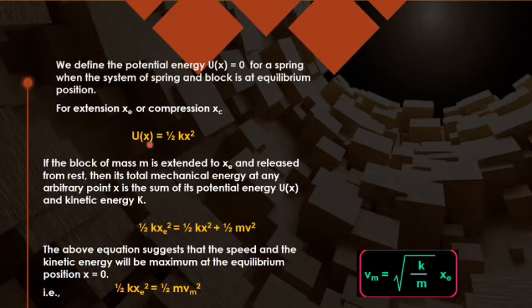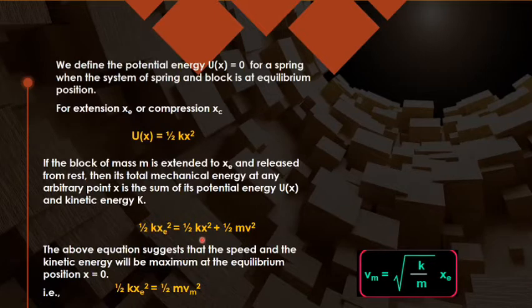At a given position x, the potential energy can be written as half kx square. Now, if you extend the block to some position and release it, its potential energy gets converted into kinetic energy. The whole energy can be given as half kx square plus half mv square. So if at a particular position the kinetic energy is 0, then the total energy will be only potential energy.